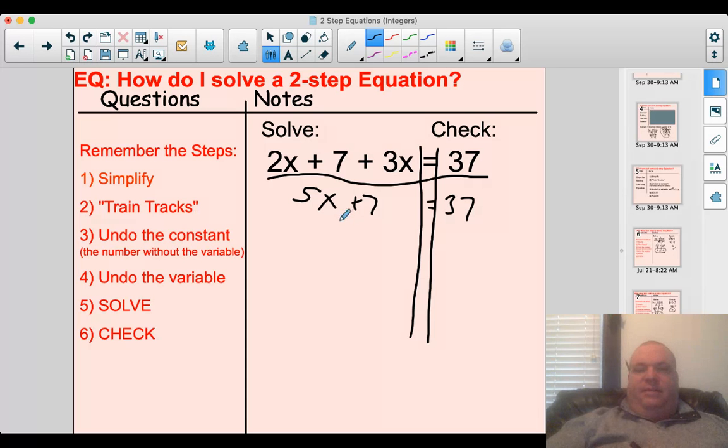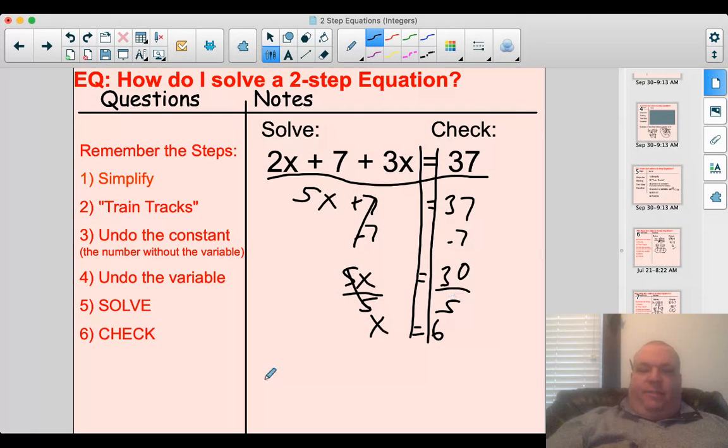Okay, so I just combined these two like terms to get this. Okay, from there on, it's the same thing I was doing before. Get rid of the constant, the minus 7. 5x equals 30. Divide both sides by 5. Get x equals 6.